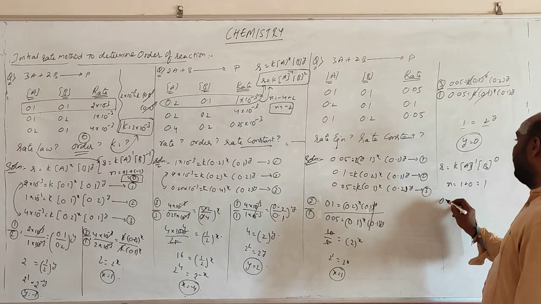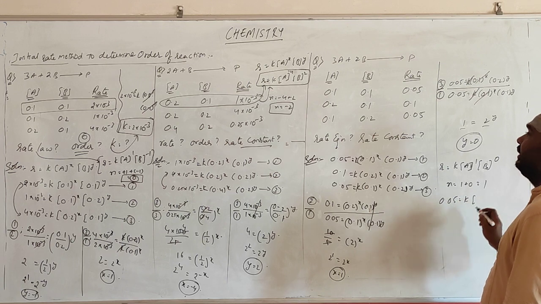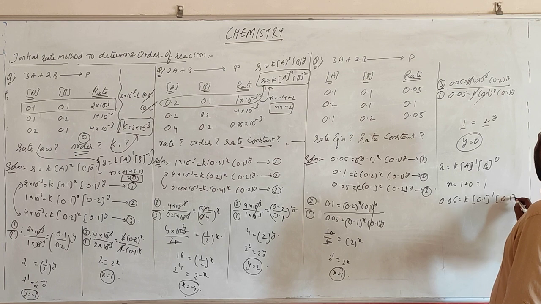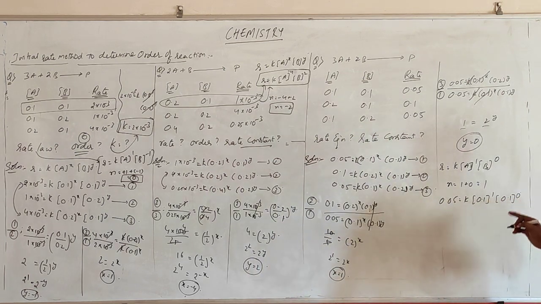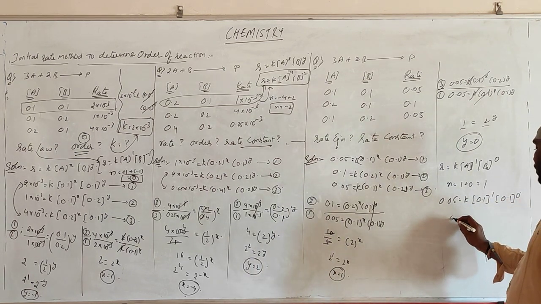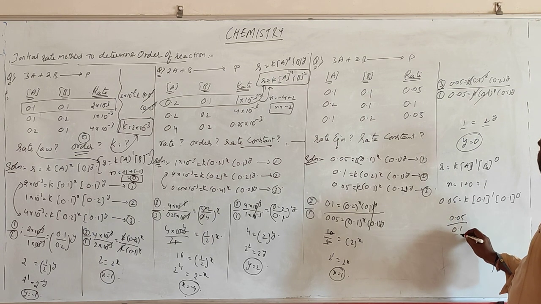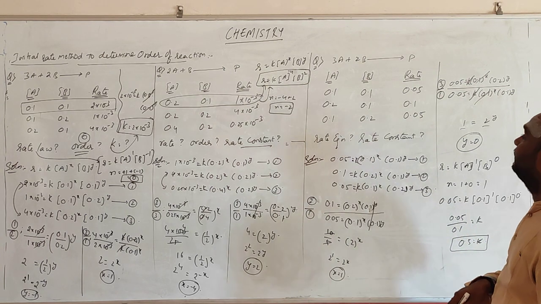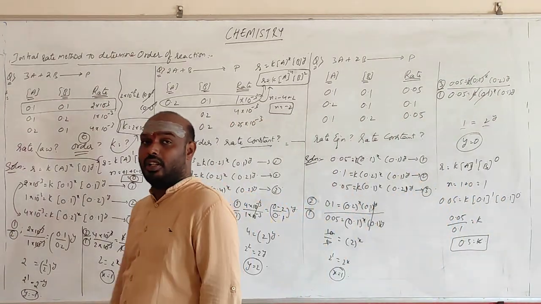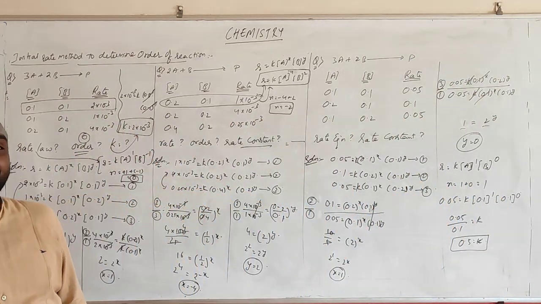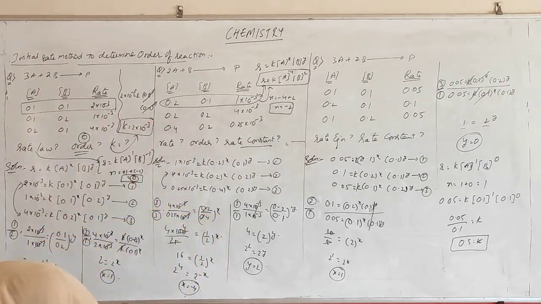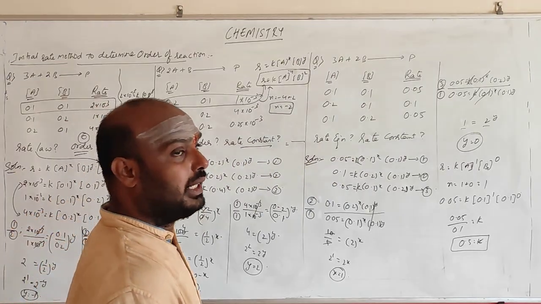So rate 0.05 is equal to k times the A value, 0.1, times B value 0.1 to the power 0. Anything to the power 0 is 1. So 0.05 by 0.1 is equal to k. You will get 0.5 as the value of k, the rate constant. This is the way of solving problems with the initial rate method. Next we are going to study zero order kinetics.